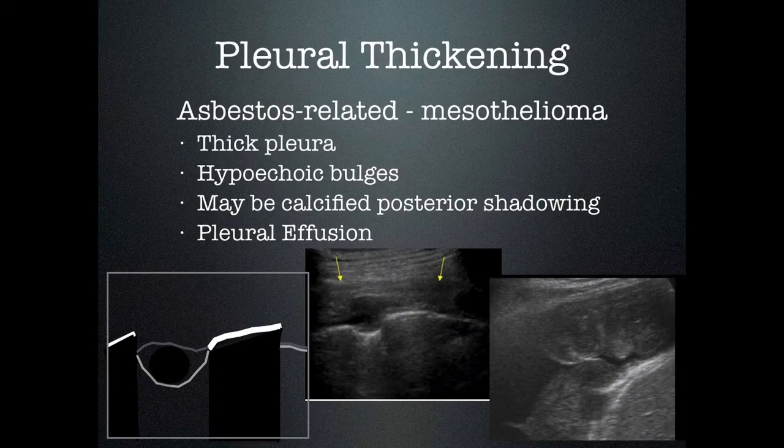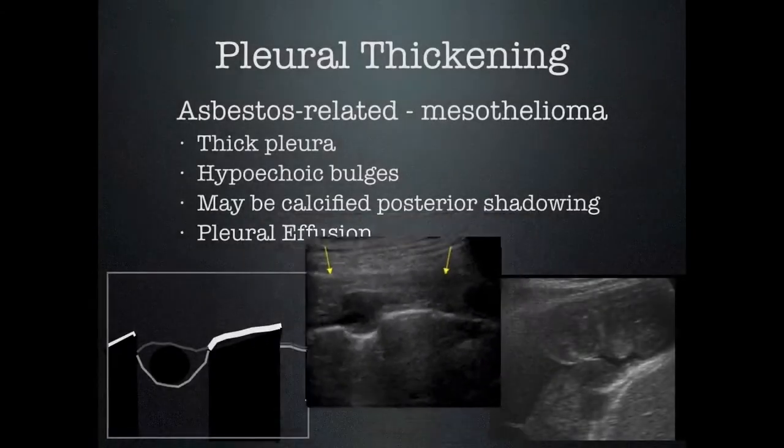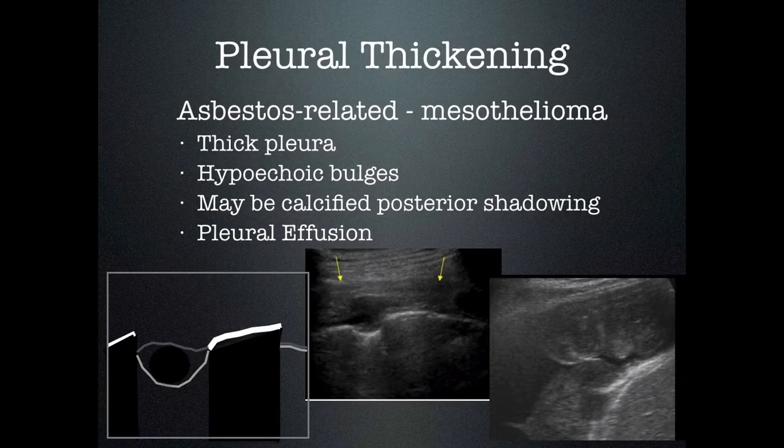An example to help demonstrate this is mesothelioma. This is an asbestos-related abnormality. And we can see in the ultrasound image that the pleura is very thick. We can see that it is still going underneath the ribs. So it is the visceral pleura that is thickened. We can also see these hypoechoic bulges in the pleura that help us to see the pleura itself. And this is the mesothelioma itself, which is generally cancerous and may be associated with calcifications.